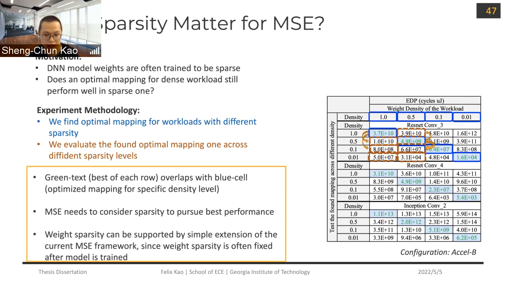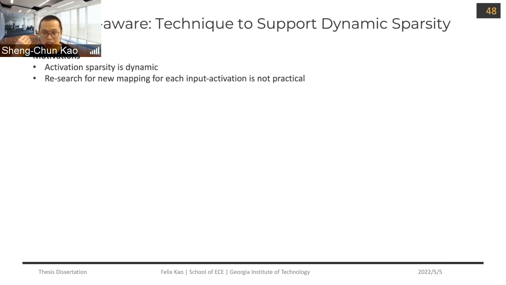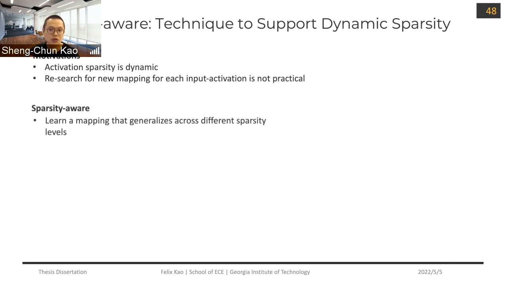If we add sparsity consideration into the MSE, weight sparsity is easy to support, because weight sparsity is fixed after the model is trained and pruned. However, what about activation sparsity? Activation sparsity is a little bit different because it is dynamic. It naturally comes from ReLU or other activations. If we really want to consider the sparsity in MSE, then we need to research a new mapping for each input, which is not practical.